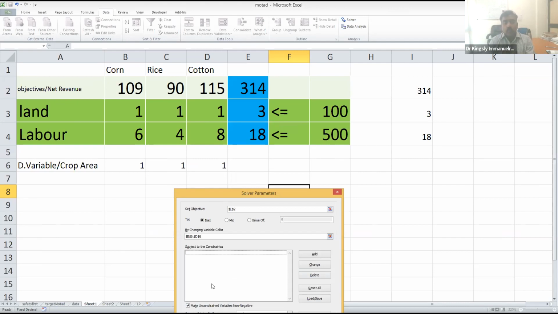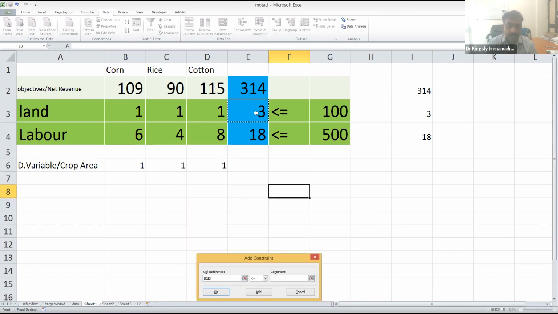Now we have to introduce constraints. How can we introduce a constraint? What do you need to do? Just add. So if you see, when you put add, you'll get 3 cells. One is cell reference, another is equality and inequalities, that means less than equal to or greater than equal to, another is constraint.